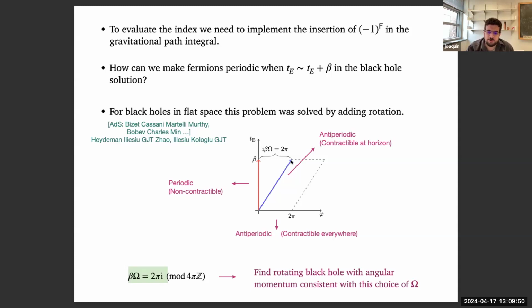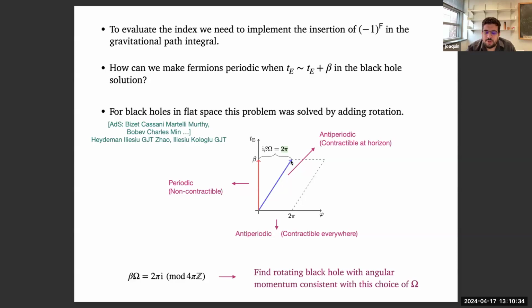And what happens in this case? Well, to see how this solves the problem, we need to remember what the meaning is of the angular velocity. As we go around the thermal circle, usually we imagine that we go back to the same point if the angular velocity is 0. But turning on an angular velocity means that as we go around the thermal circle, we also rotate in the spatial directions by an angle beta omega. That's one way of thinking of angular velocity. It's like you combine the translation around the thermal circle with the rotation. And when beta omega is 2 pi i, this rotation is exactly 2 pi.